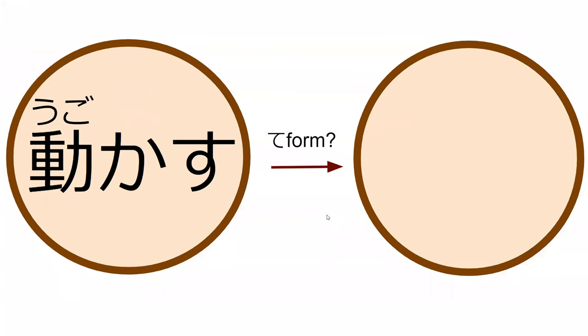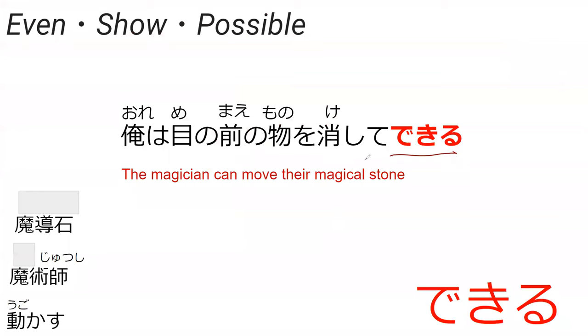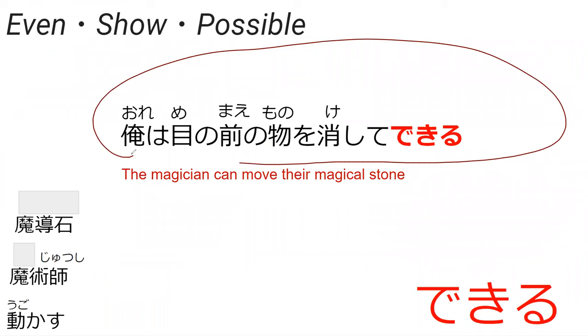Right. And a way you can use it is just with te form. Te form plus dekiru. Can you do me a favor and read this sentence for me? Ore wa me no mae no mono o keshite dekiru. I can make the things right in front of my eyes disappear.